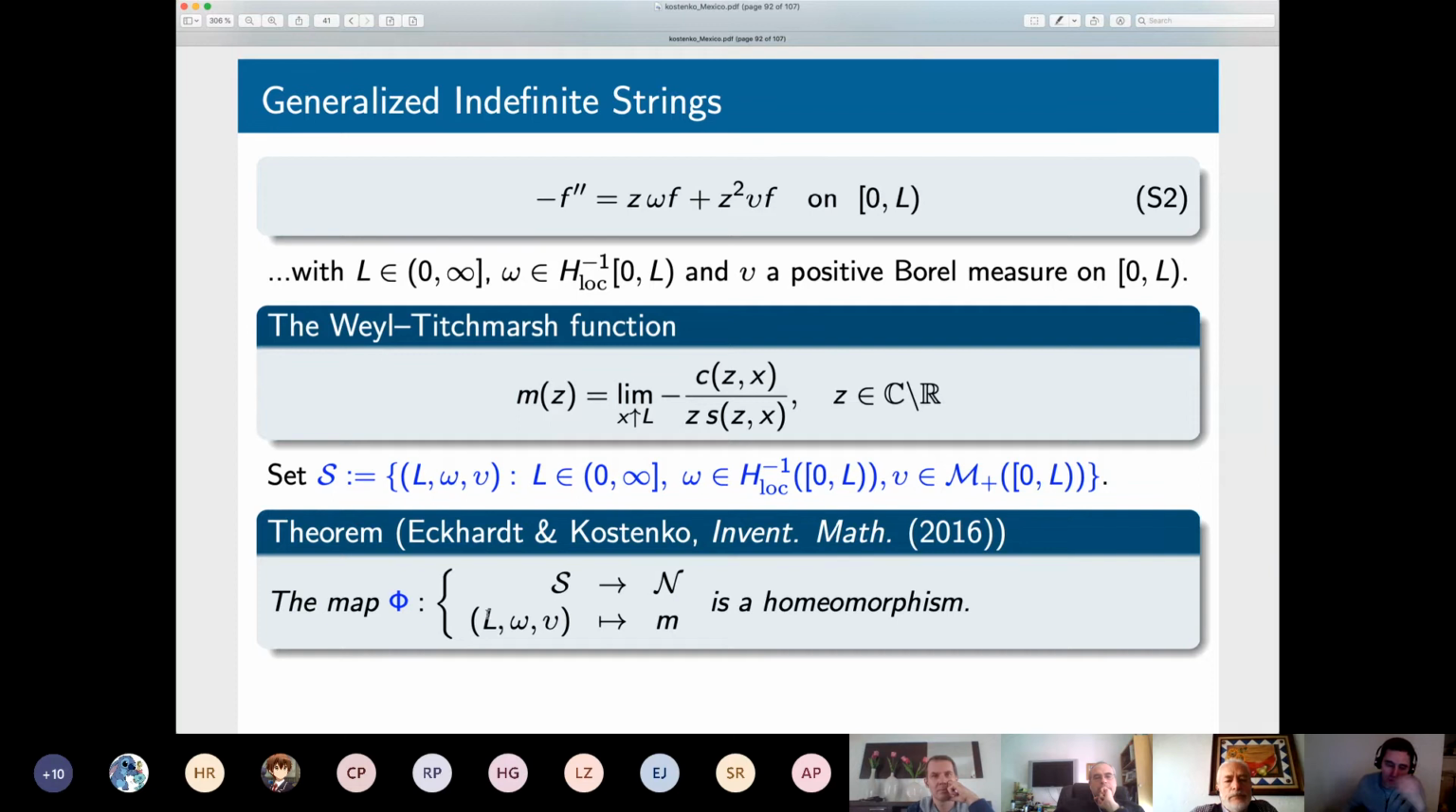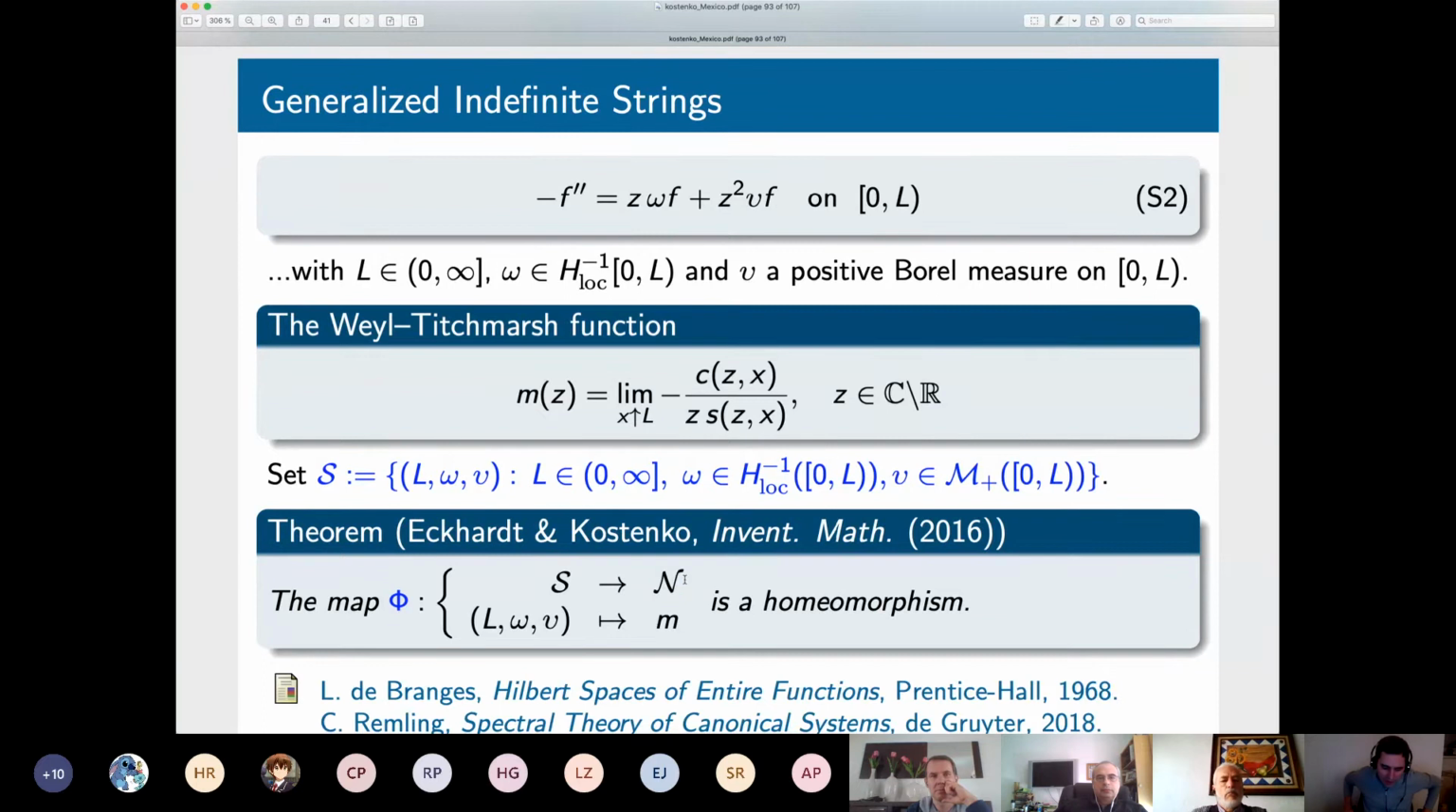The topology on the set of indefinite strings is a little bit more complicated than the topology on the set of Krein strings, but the topology on the set of Herglotz functions is the same. It's locally uniform convergence. Actually, the proof of this fact is based on the famous de Branges theorem for canonical systems. I'm not so sure that I have anything else to add regarding this result.